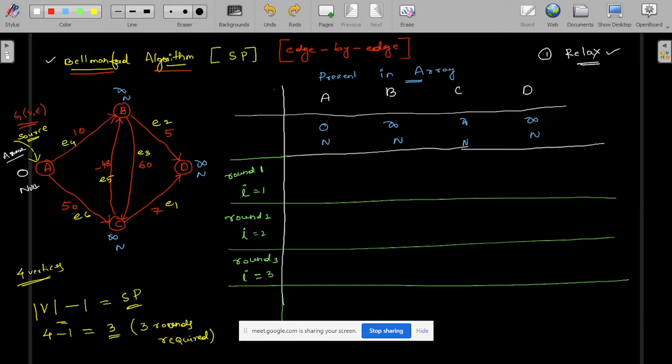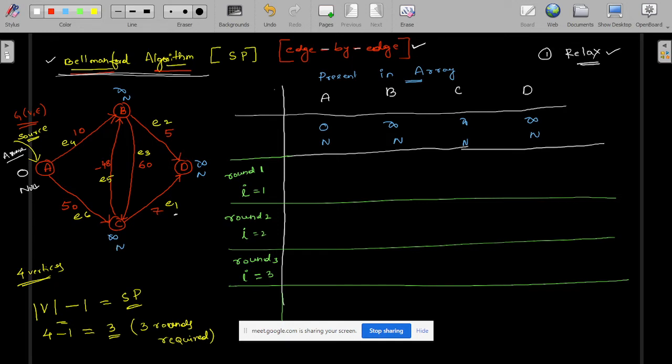But one thing you need to understand: when you are doing the Bellman-Ford algorithm, please follow this, edge by edge. Sir, how to do this? What is edge 1 right now? E1 is C to B, it is traveling from C to B. What is the C value? Infinite and null. Yes or not? The C value is infinite and null.